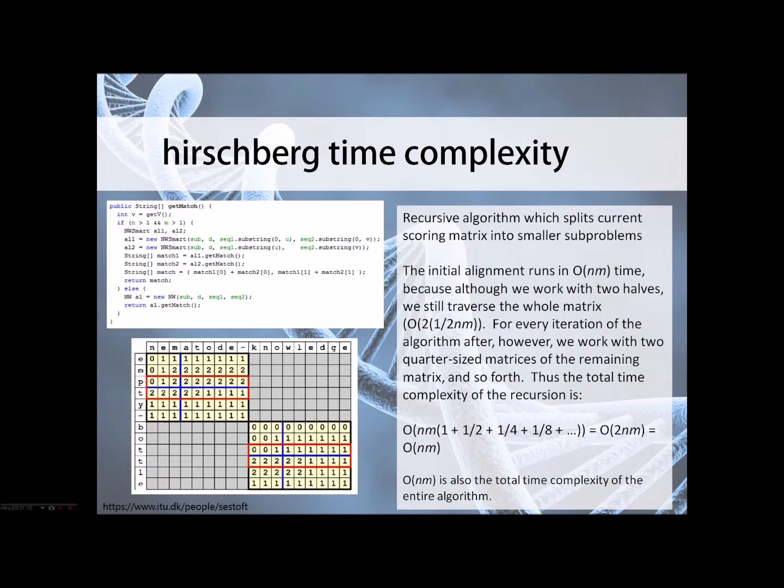O of n times m times 1 plus a half, plus a quarter, plus 1/8, which just ends up being big O of 2 times n times m. So the total time is just O of n times m. And consequently, this is also the total time complexity of the entire algorithm.